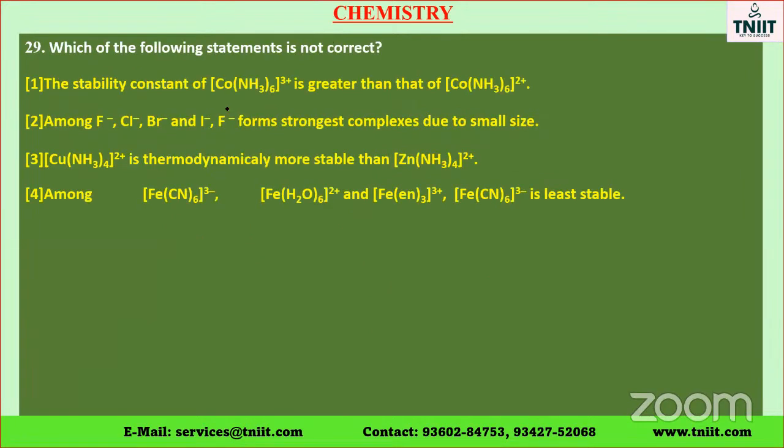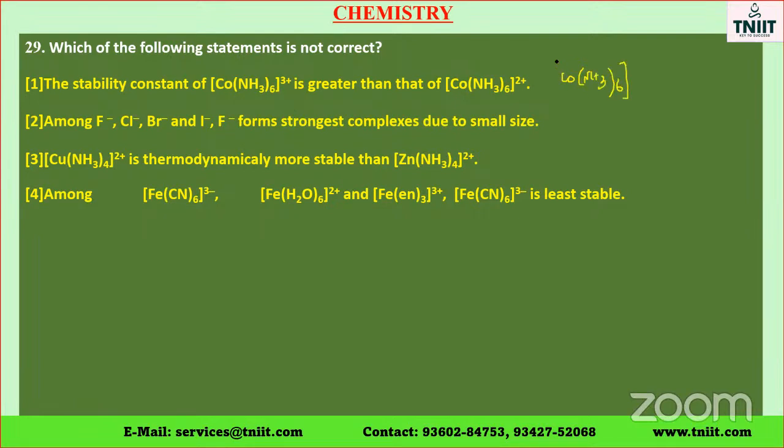Which of the following statements is not correct? The stability of [Co(NH3)6]3+ is greater than that of [Co(NH3)6]2+. Now just observe the first statement.